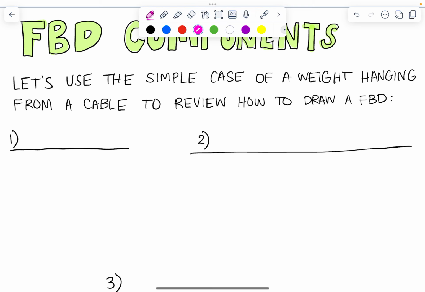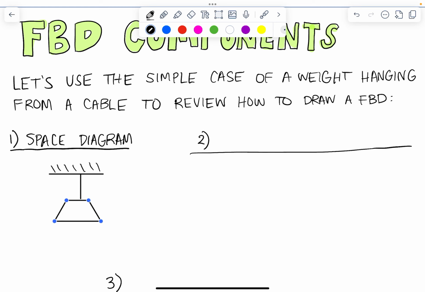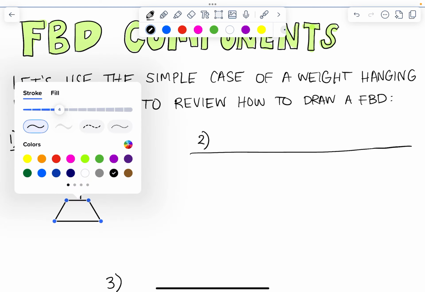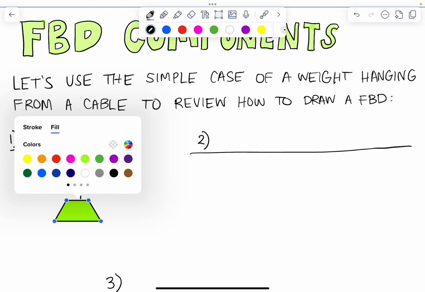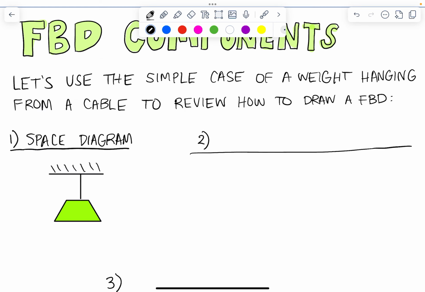So let's first draw the space diagram. And the space diagram is usually what's going to be given to you in a problem. So I'm going to draw a ceiling here. Here's my cable, and my weight is hanging off of the cable like this. Let me just do a little fill to make it look nice. And here's our weight W.